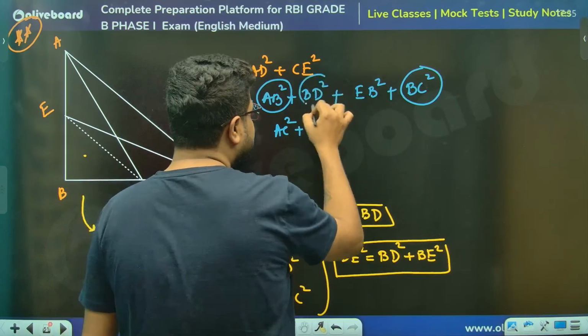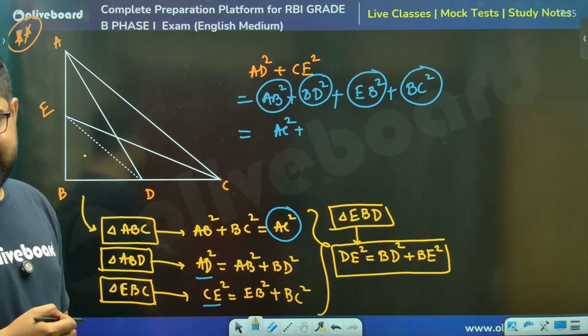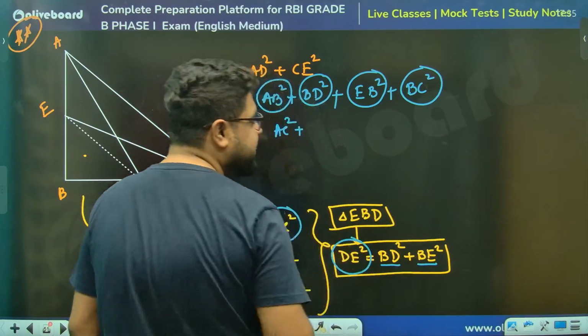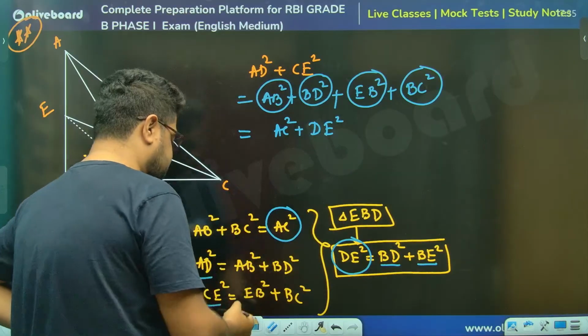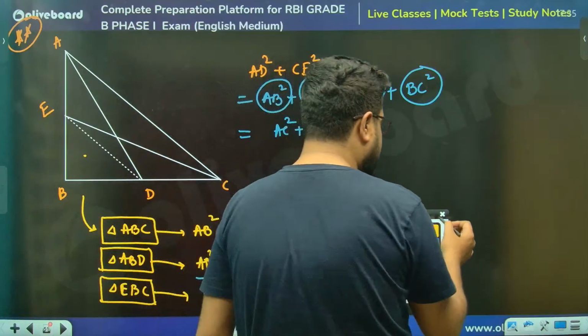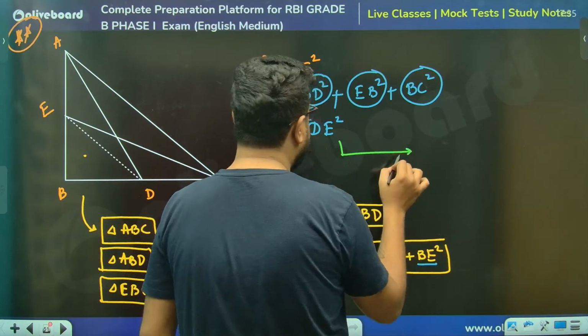So these two, rings any bells? BD square plus EB square, or BE square, whatever. Sir, you see, BD square plus this is equal to DE square. So this is one very important property for any right angle triangle, sir. Might not necessarily be midpoints. Many people have the misconception that this happens only for midpoints.